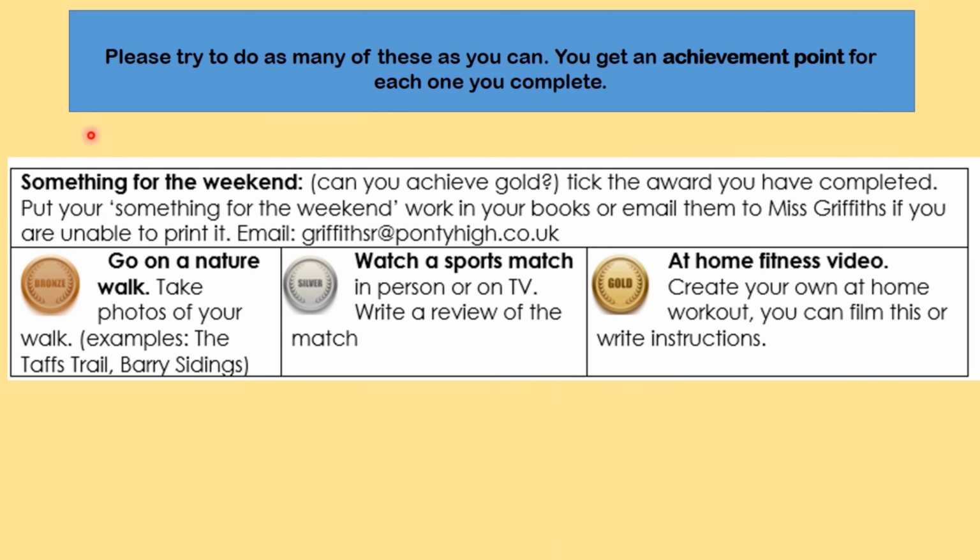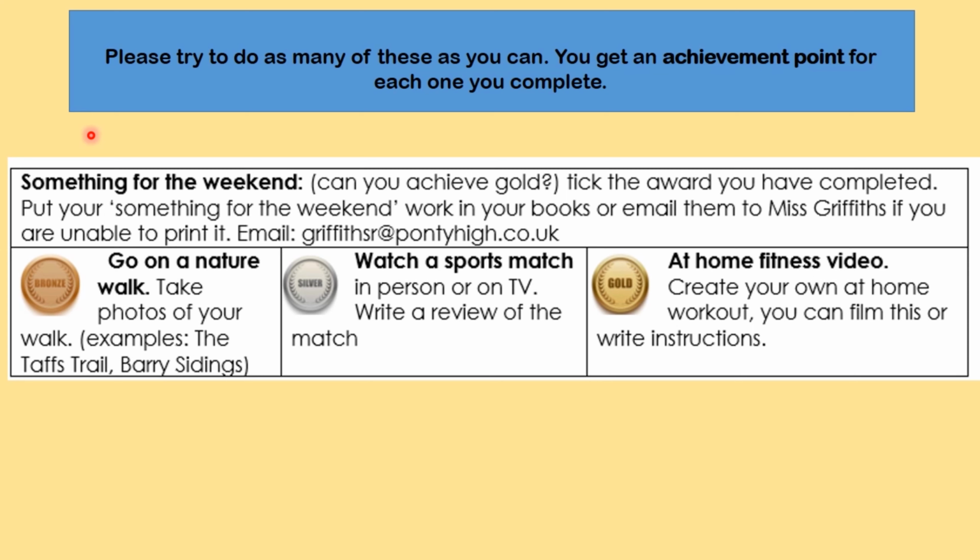Once you have completed the tasks to the best of your ability, please try to do as many of the Something for Weekend challenges as possible. These challenges, you will get an achievement point for each one that you complete.